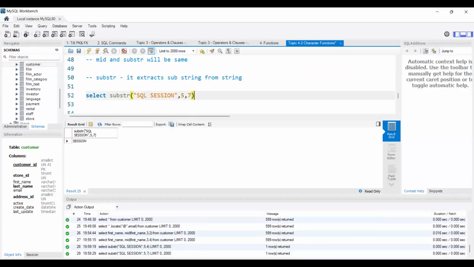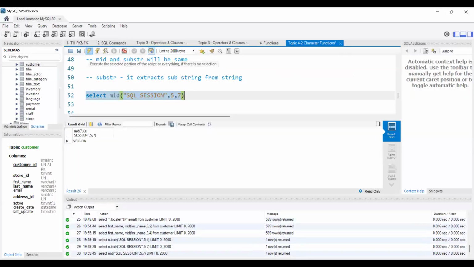Okay. And the same goes with mid as well. If I use mid here, it will work. Mid and substr will be the same. Okay. No change.